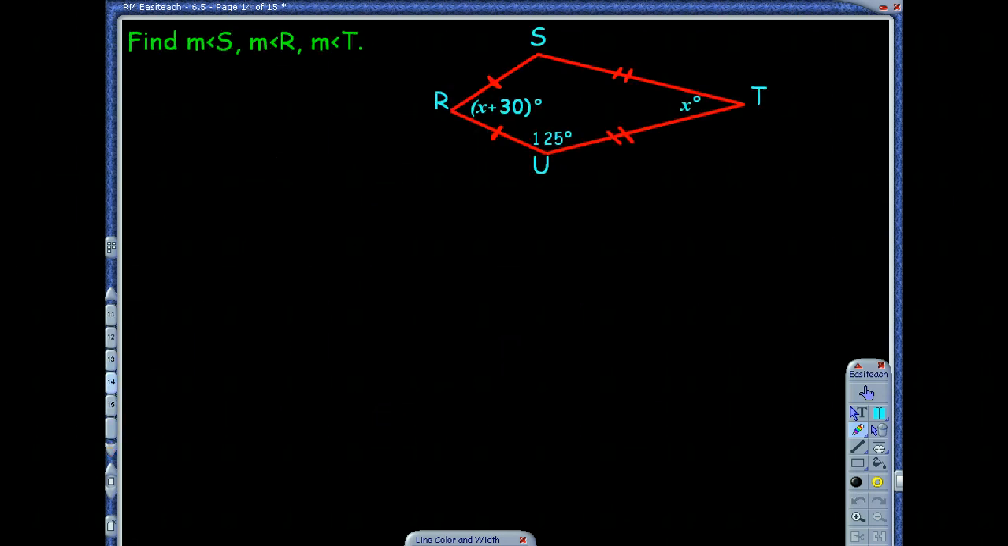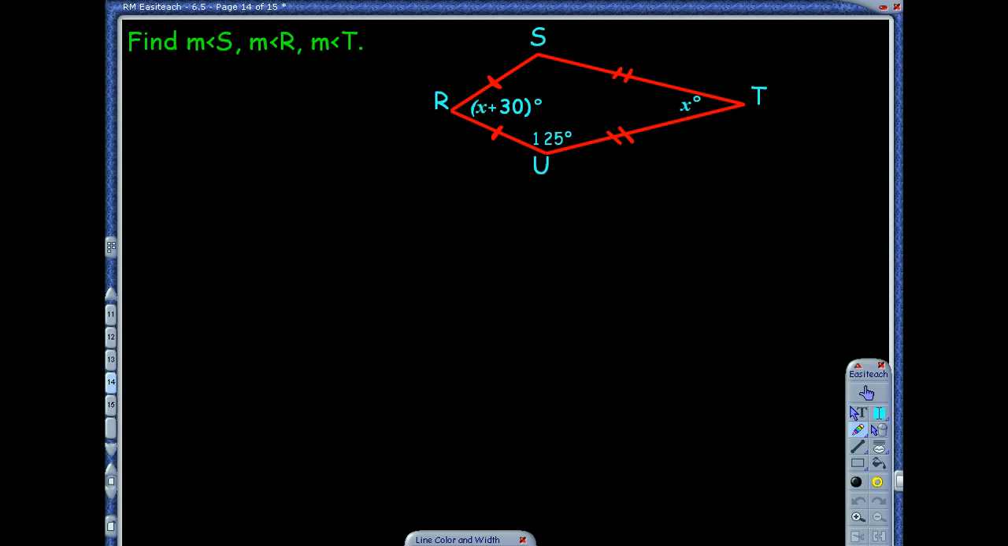Okay, so it says find the measure of angle S, the measure of angle R, the measure of angle T. So this time we're dealing with still a kite, right? And we're dealing with the angles. So let's refresh our memory. What do we know about the angles of a kite? Okay, I know that within a kite, one pair of opposite angles are congruent. So which ones would that be?